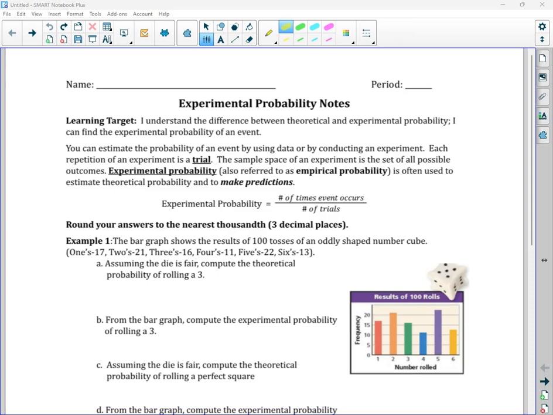Today we're going to talk about experimental probability. Yesterday we talked about theoretical. So our learning target is I understand the difference between theoretical and experimental probability. I can find the experimental probability of an event.